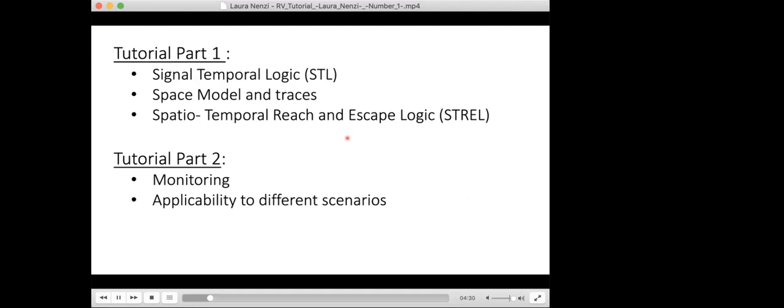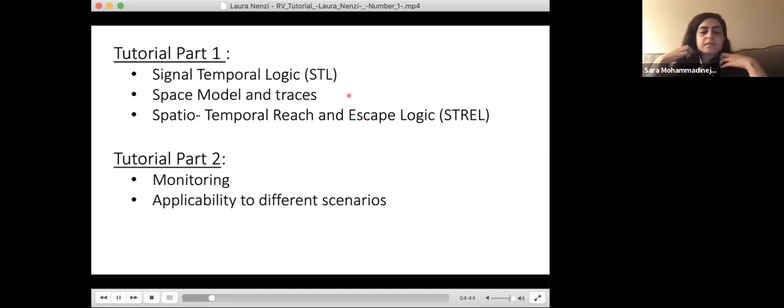STREL is an extension of signal temporal logic with a number of spatial operators. In the first part of the tutorial, we will briefly recall signal temporal logic, and then we will define the input of STREL, so how we will describe the space model, and how a spatio-temporal trajectory is defined. In the second part of the tutorial, we will discuss the monitoring procedure, and then we will see the applicability of the logic to a number of scenarios.